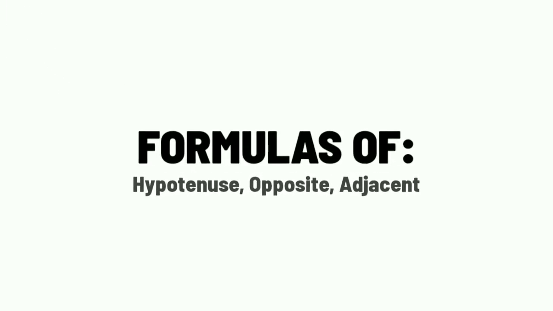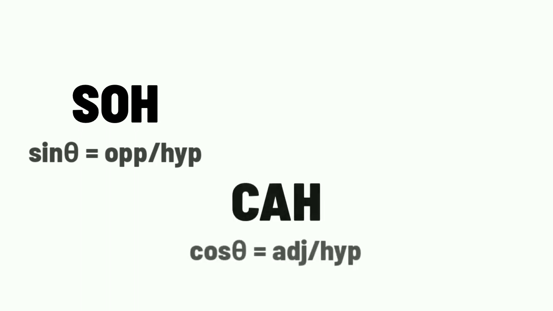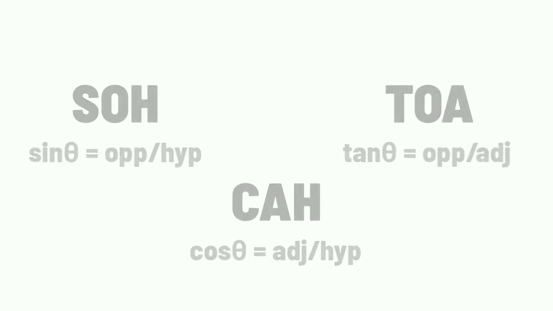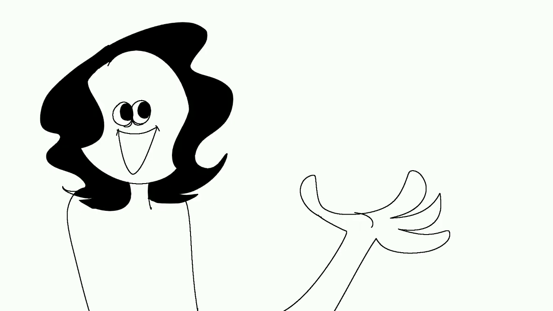These are the formulas for each side. SO is for sin, theta is equal to the opposite side divided by the hypotenuse. Ka is for cosine, theta is equal to the adjacent side divided by the hypotenuse. Toa is for tangent, theta is equal to the opposite side divided by the adjacent side. For better understanding, let's try and do a practice run.